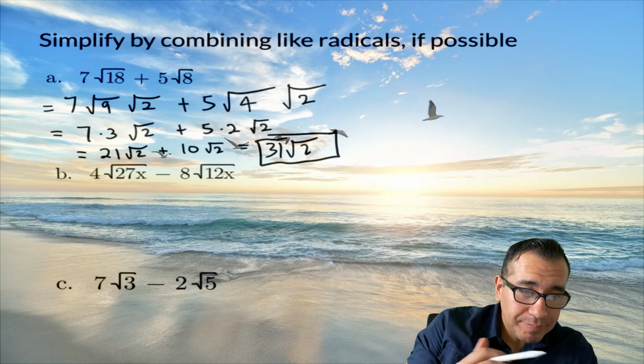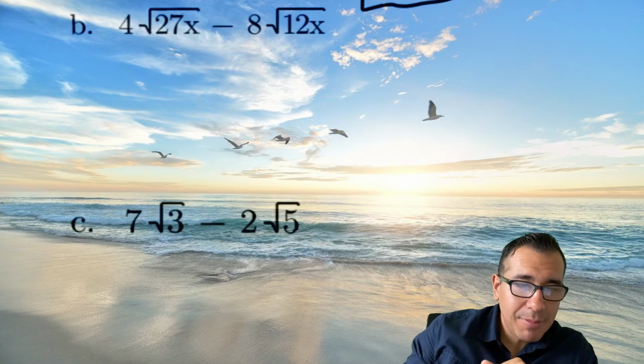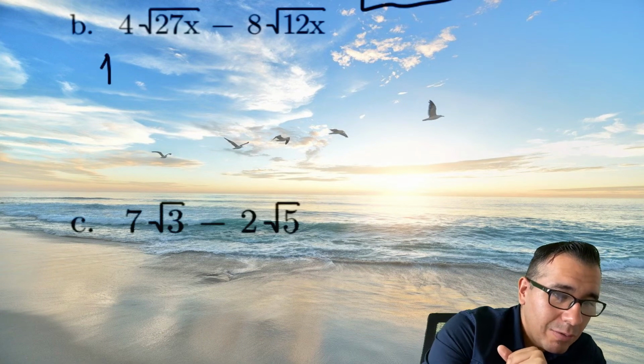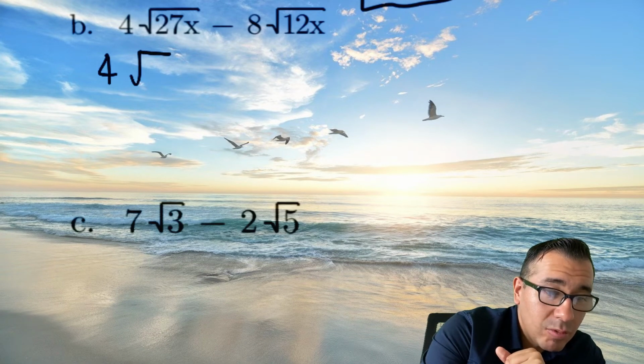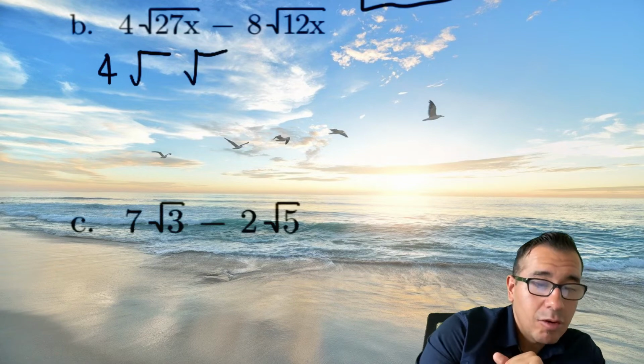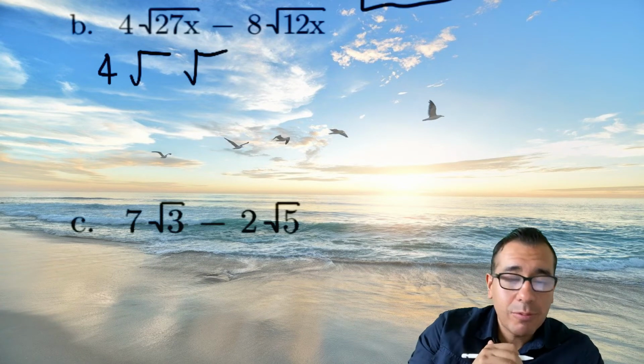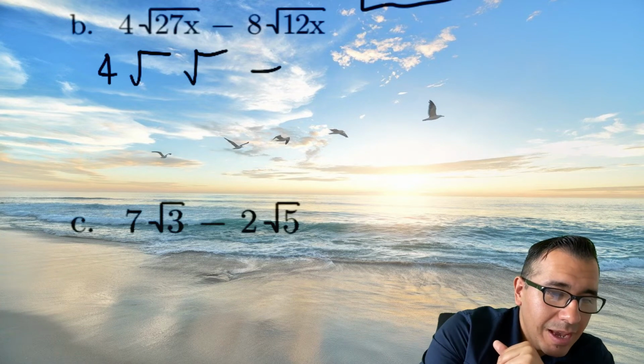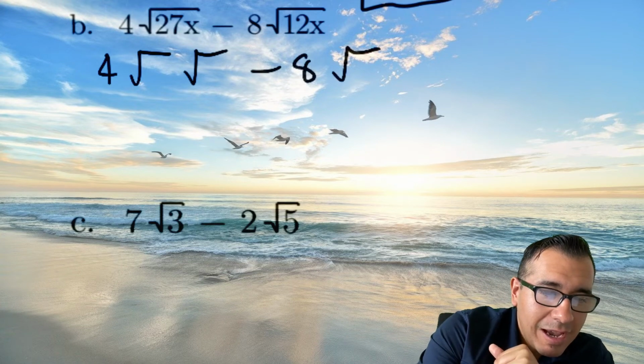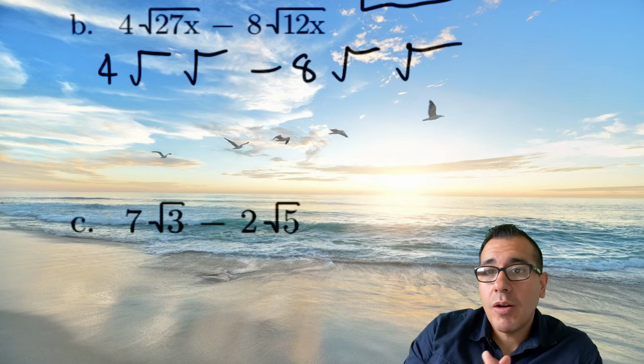All right, so same idea, right? So 4, we're gonna break down that 27x. Oh, but notice we have a variable. The rules don't change when you have a variable, so that's great. And then we have 8, and then we're gonna break up that 12x.